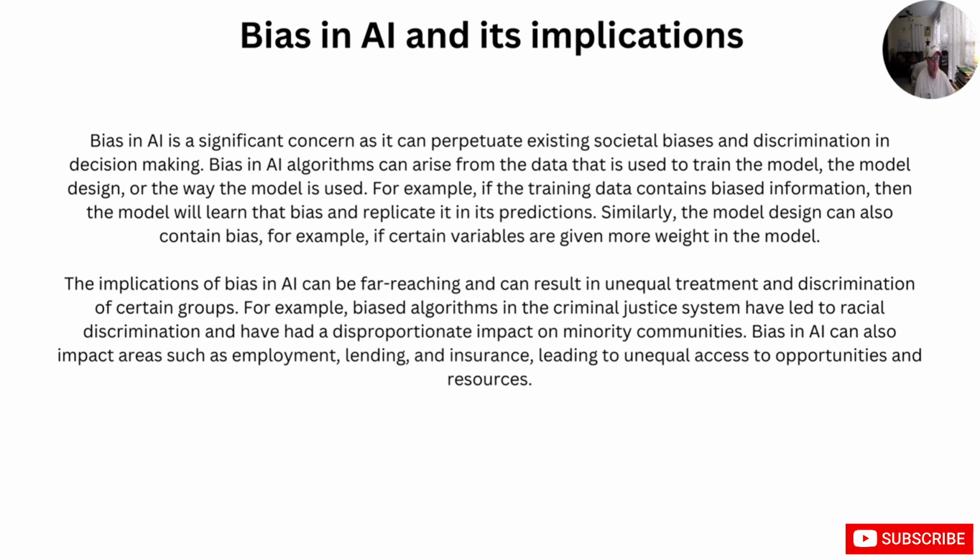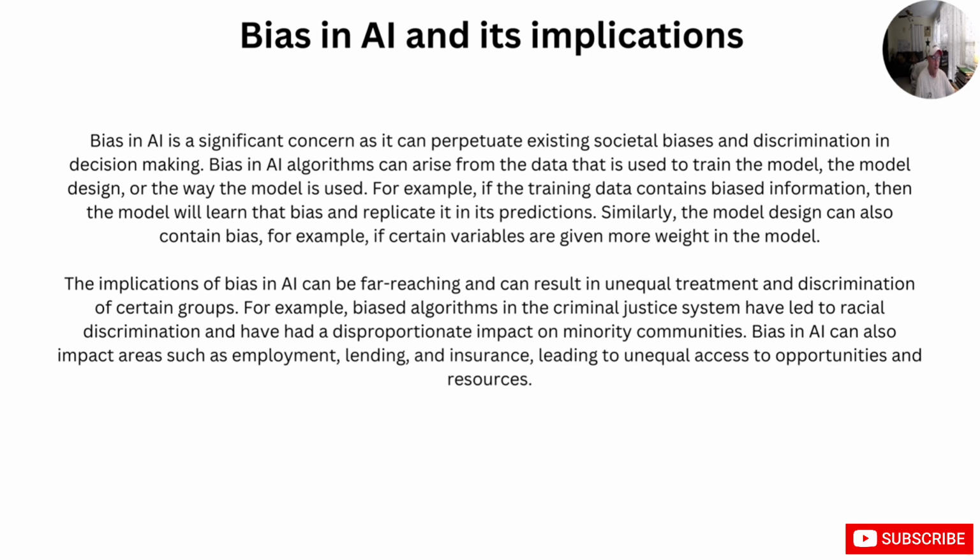Bias in AI and its implications. Bias in AI is a significant concern as it can perpetuate existing societal biases and discrimination in decision making. Bias in AI algorithms can arise from the data that is used to train the model, the model design, or the way the model is used. For example, if the training data contains biased information, then the model will learn that bias and replicate it in its predictions.